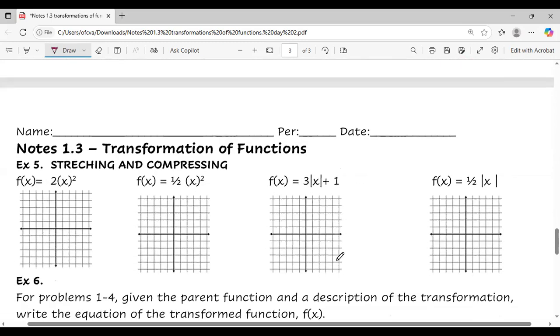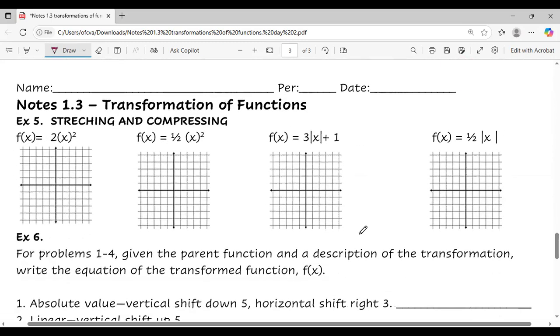Right? And we have reached the end of that one. Nope, not really. So let's finish up this one. This one's a little longer, so bear with me. So for transformation of functions on here, we're just going to practice the stretching and compressing. For the first two, these are parabolas. For the last two, these are absolute values.